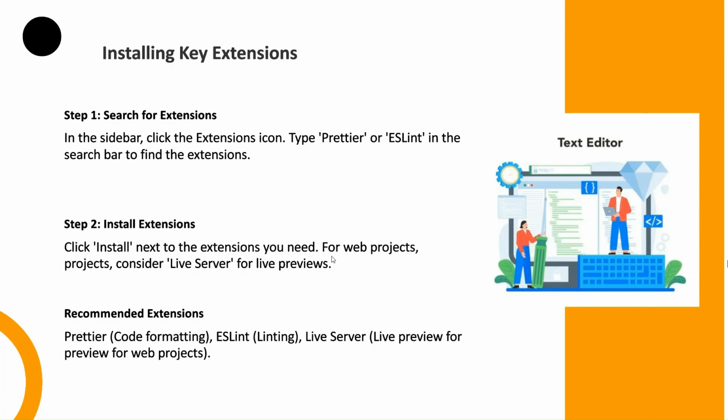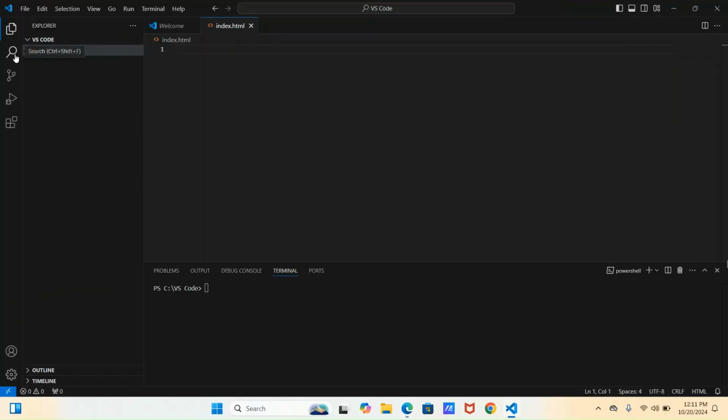Installing key extensions in VS Code. To install an extension in VS Code, we simply have two steps. The first one is to go to the extensions icon and click on it. Then search for the extension that you want to install. Then click on the extension, then click on the install button. So let's go to VS Code and install a few extensions in it.